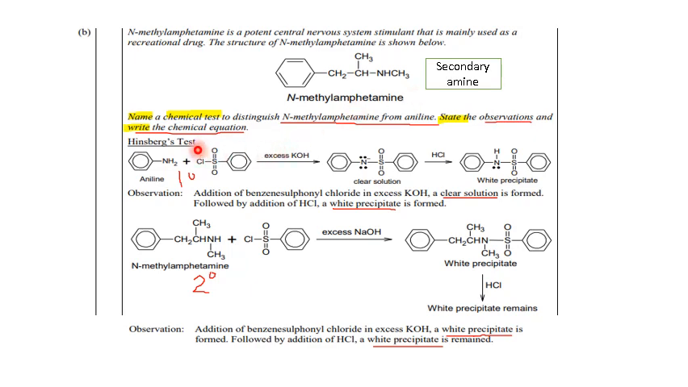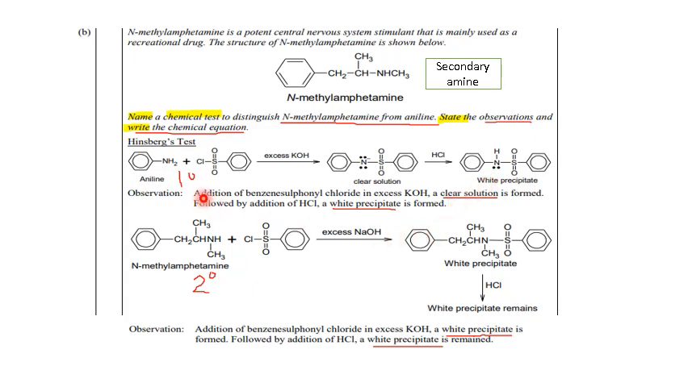Let's start with Hinsberg's test. For the primary amine, aniline, react with benzene sulfonyl chloride in potassium hydroxide. A clear solution will be formed, followed by adding acid, and then a white precipitate forms. So this is the observation for a primary amine: addition of benzene sulfonyl chloride in excess KOH, a clear solution is formed, followed by addition of HCl, and a white precipitate is formed.